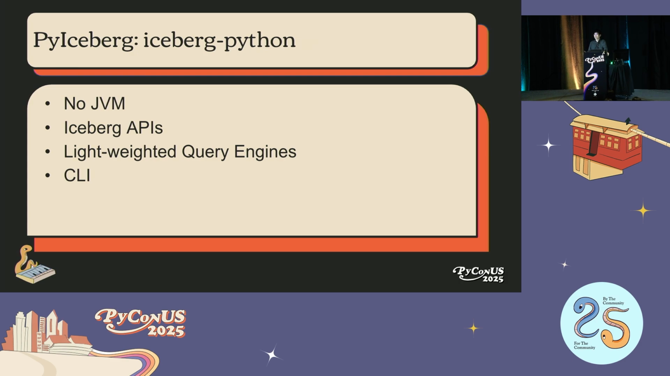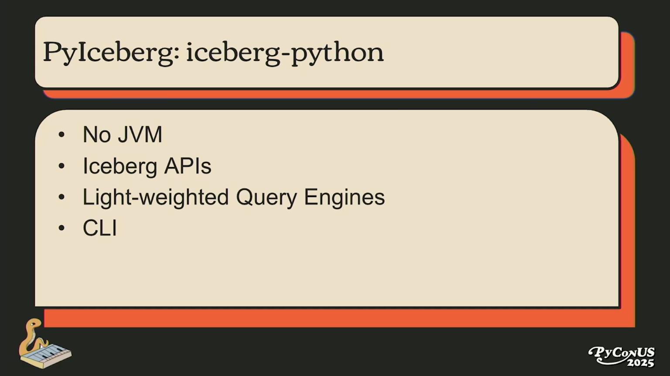Today, since we are at PyCon, I'm going to introduce the Python implementation of Iceberg, which we call PyIceberg. PyIceberg is a pure Python implementation of Iceberg APIs. It does not require any JVM in the background. Apart from Iceberg APIs, it also serves as a lightweight query engine that allows you to read the table, update your table, add some data, and make changes. It also serves as a client tool that allows you to grab information about your catalog, your namespace, and your table.